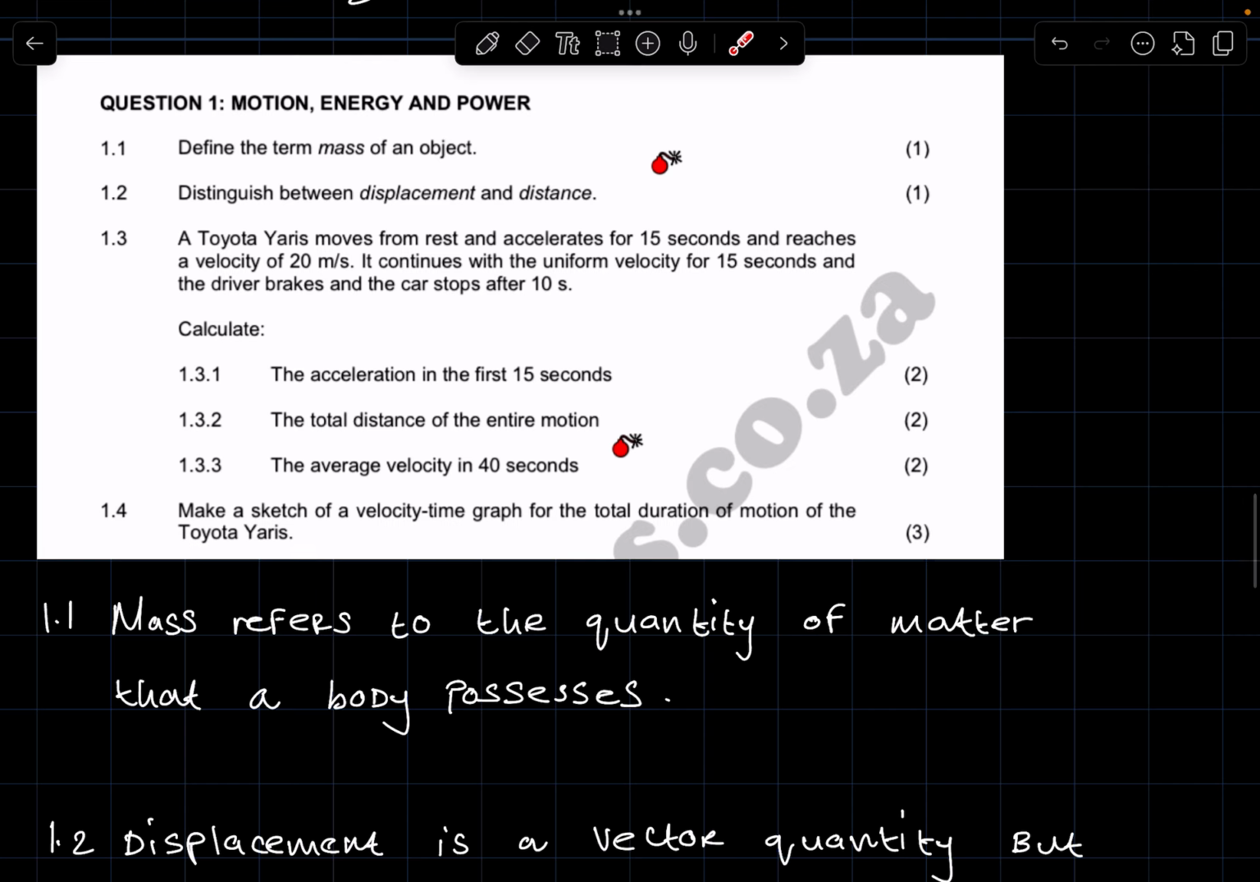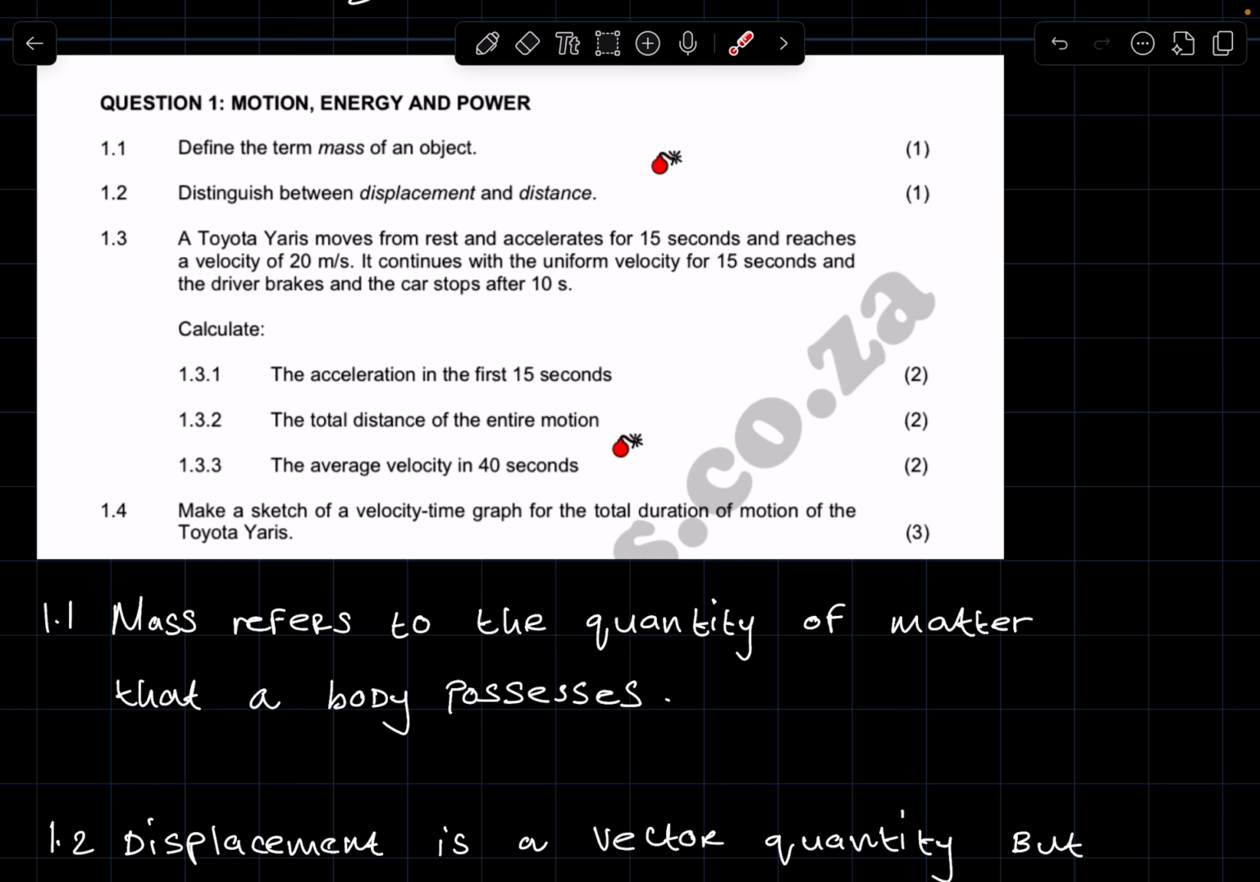Alright, so let us look at this question. The question is on motion, power, and energy. We are going to make use of motion graphs, kinematic equations, or equations of motion. Looking at 1.1, define the term mass of an object.